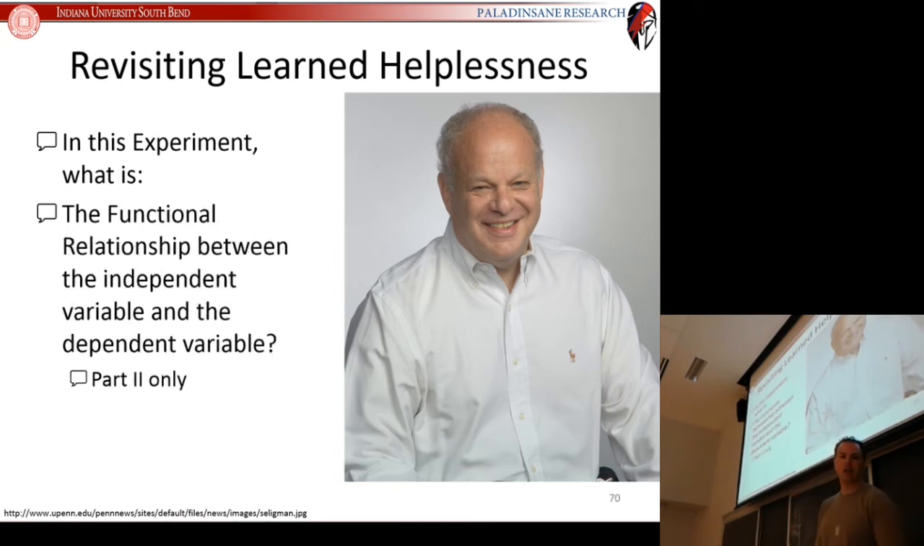And then finally, the functional relationship between the independent and dependent variable for part 2 only. It's not going to be in graph form here because it's a little more abstract, but see if you can write out the relationship between prior learning and subsequent learning. That's only for part 2. So what was the effect of the independent variable of prior learning on the dependent variable of subsequent learning?